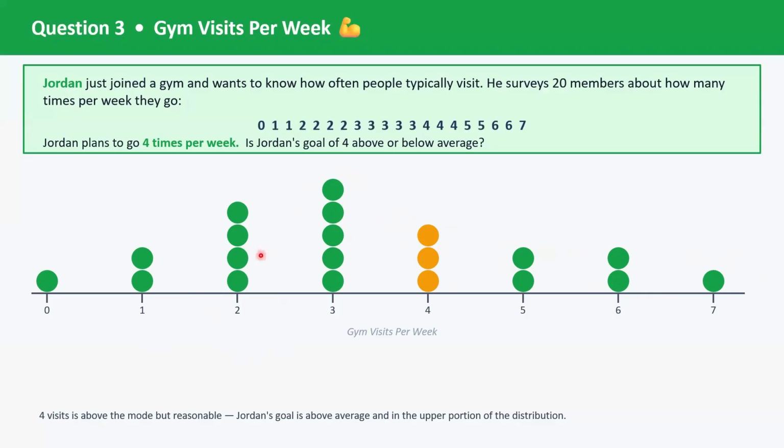So where is Jordan's goal of 4? It's above the most common value, but still within the main group. So his goal is a little above average, but definitely reasonable. Now let me ask you this. Would going 6 or 7 times be typical or unusual?